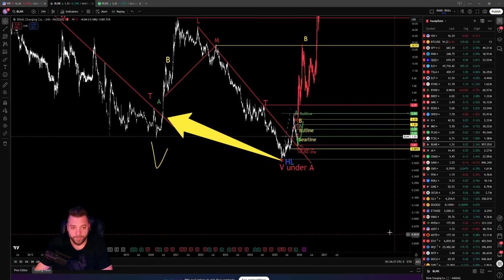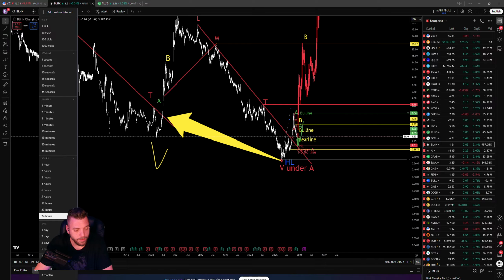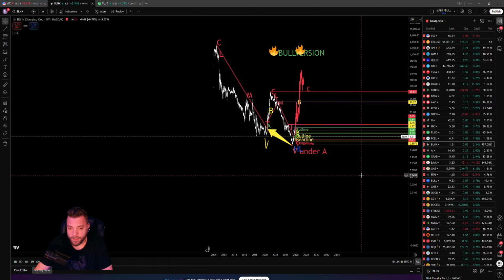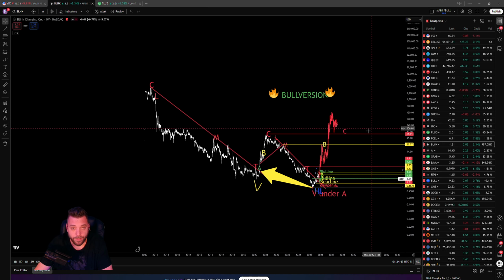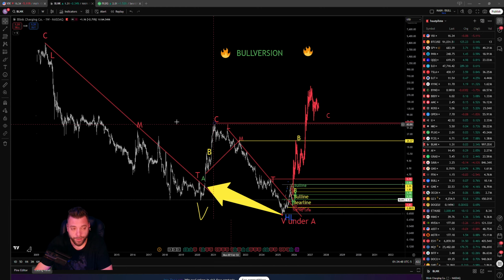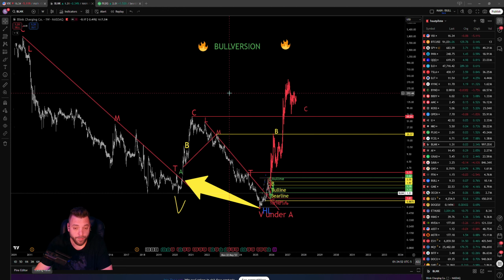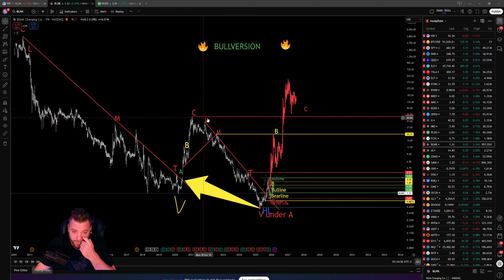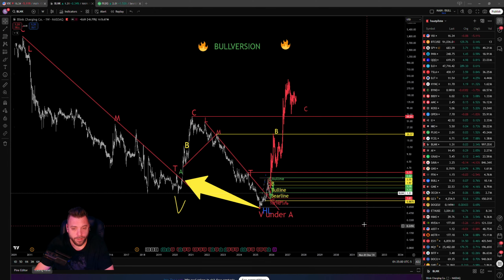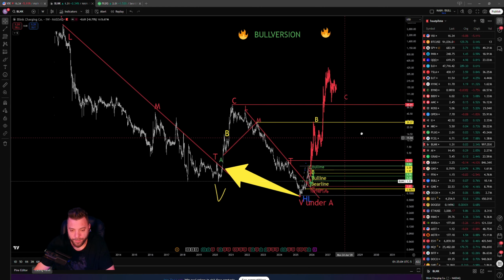BLNK. Here is our BLNK. Also only one chart. For this, we're already in the third fractal. This was your first. This is your second. The important part for the third one is it has to go over C. If it's not going over the last peak, death spiral continues. But I mean, we don't care about this right now.